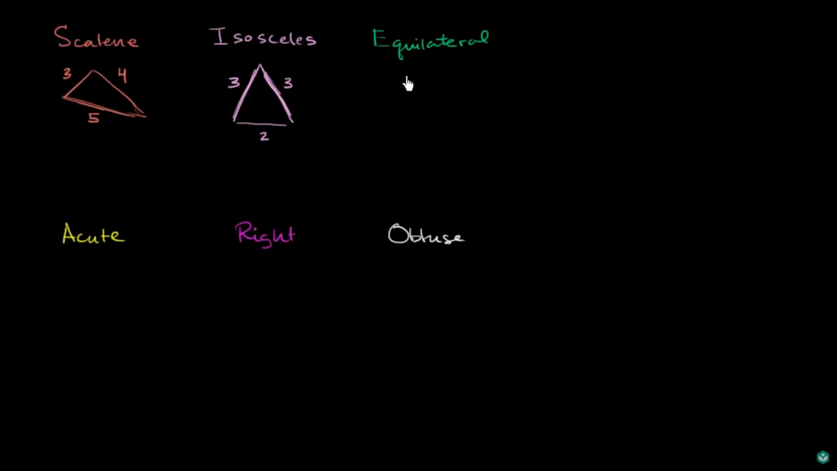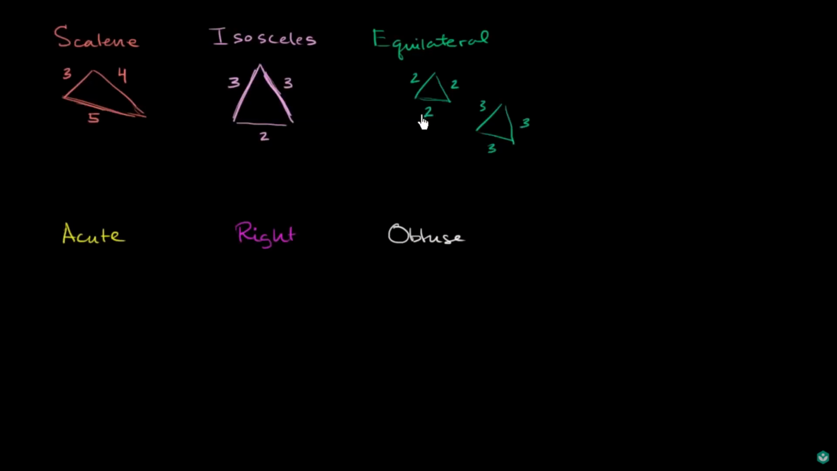Now, an equilateral triangle, you might imagine, and you'd be right, is a triangle where all 3 sides have the same length. So, for example, this would be an equilateral triangle, and let's say that this has sides 2, 2, and 2. Or if I have a triangle like this, where it's 3, 3, and 3. Any triangle where all 3 sides have the same length is going to be equilateral.